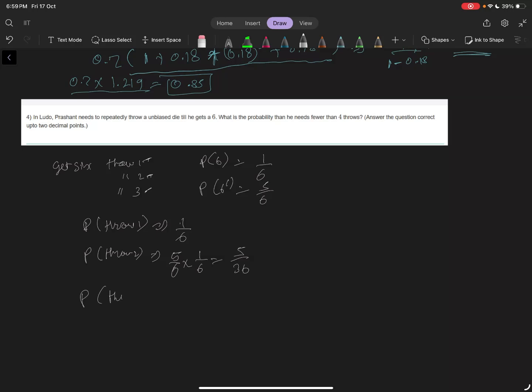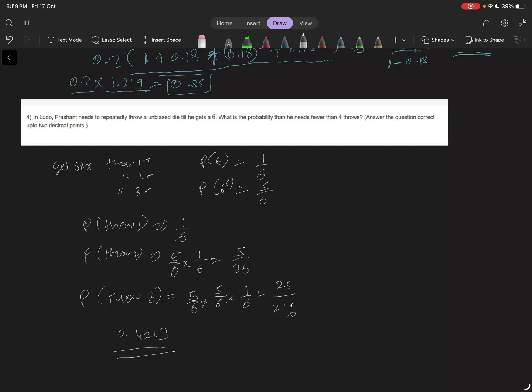Now, what is the probability that he gets it the third time, the charm? He misses the first one, he misses the second one, but in the third one he got lucky and gets a 6, which gives 25 over 216. So what's the total probability? You convert to decimal, and you get 0.4213. This is the logic. This is your answer.